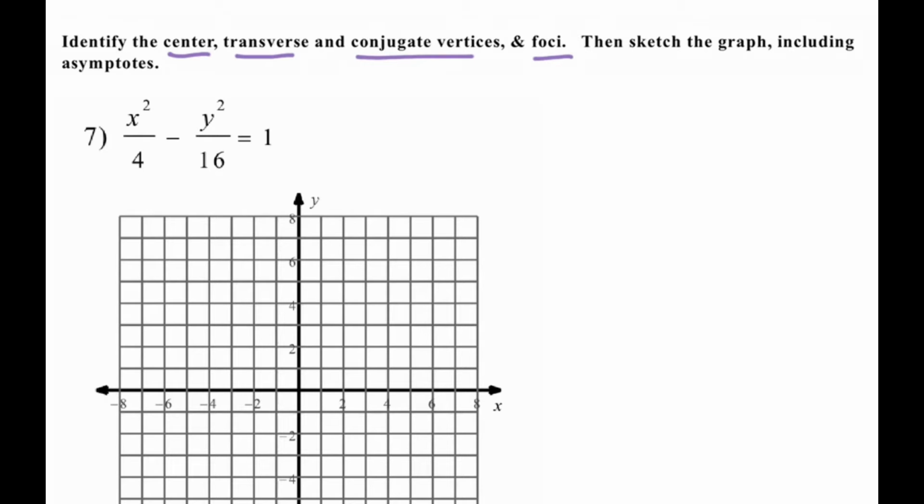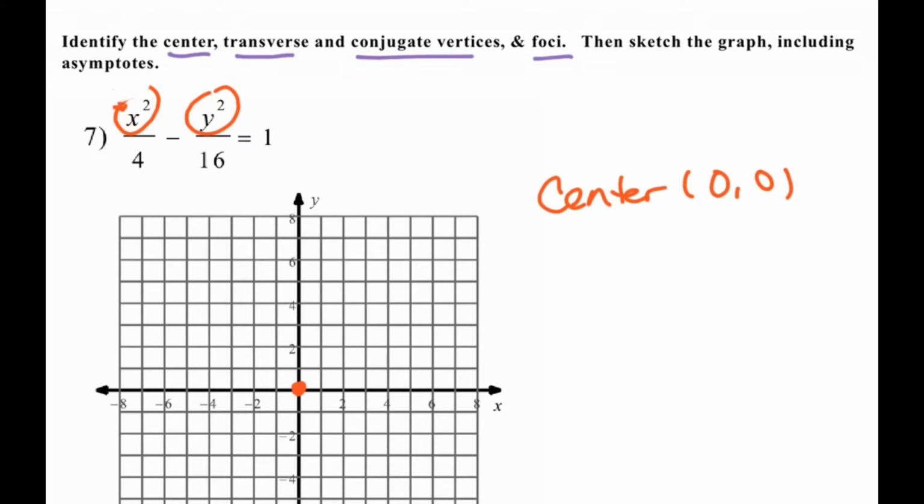So first thing we're going to do is notice that x is first. That means my transverse axis is going to be horizontal. That's something I want to make sure I note. Since there's no translation, my center is going to be at 0, 0. So I'm going to write center is at 0, 0.